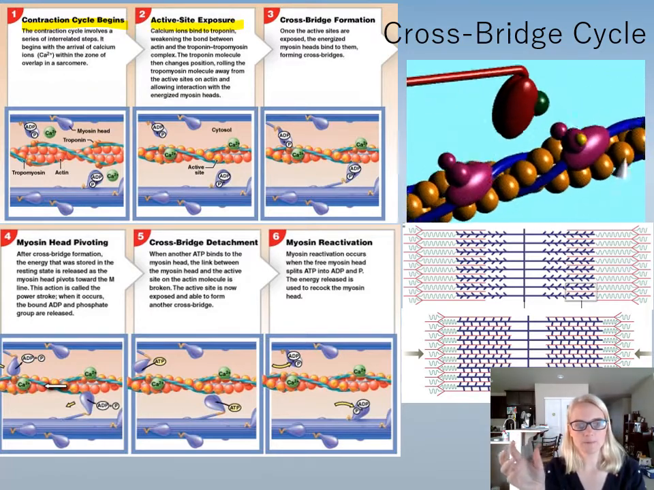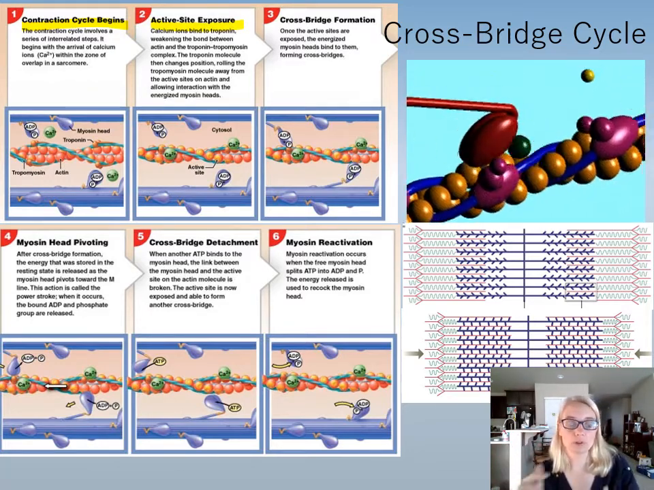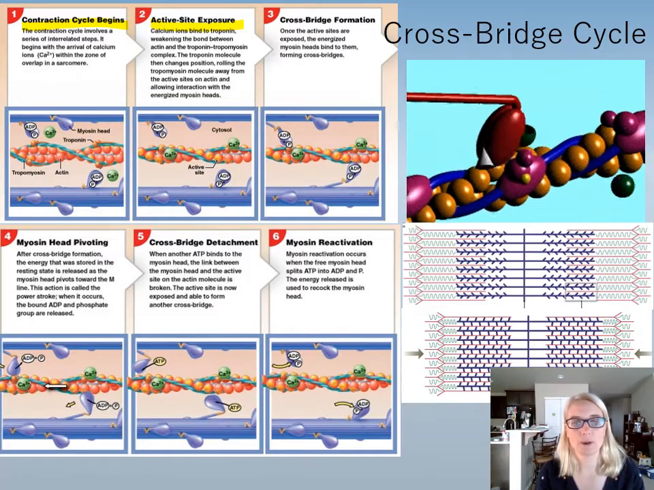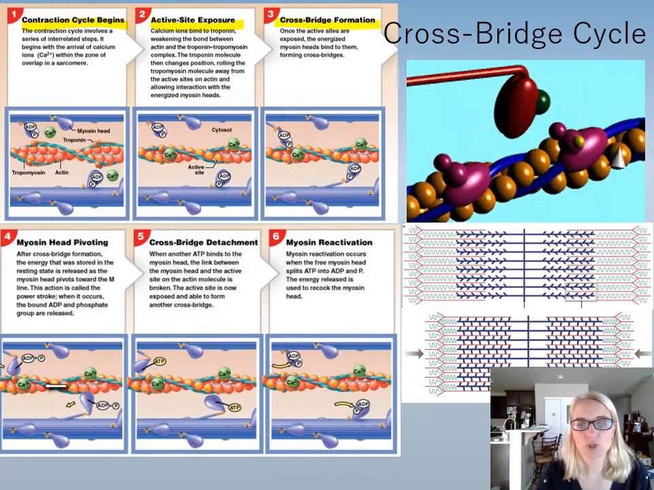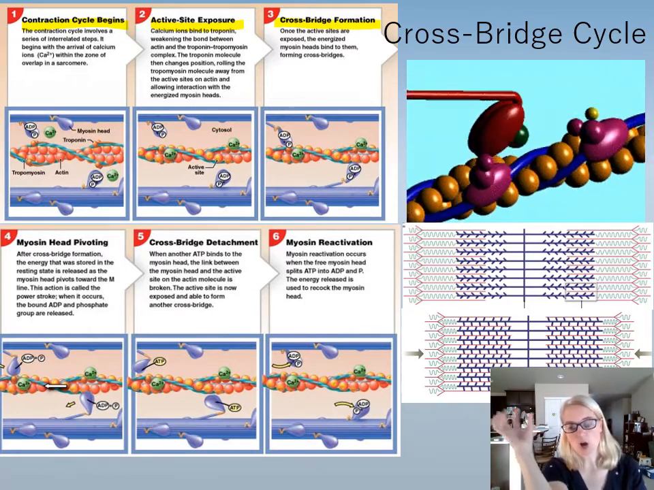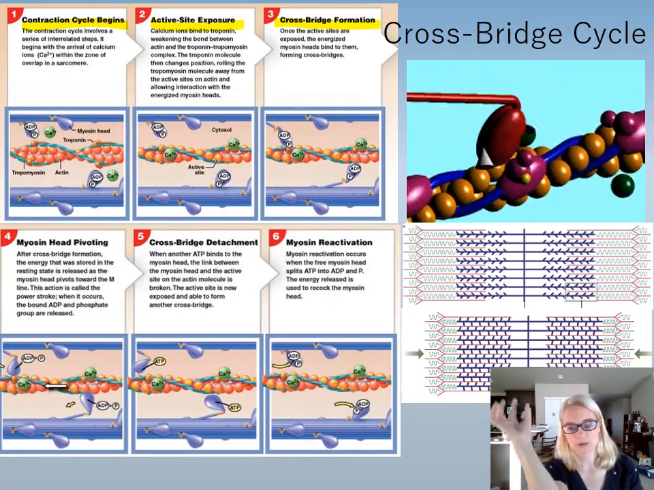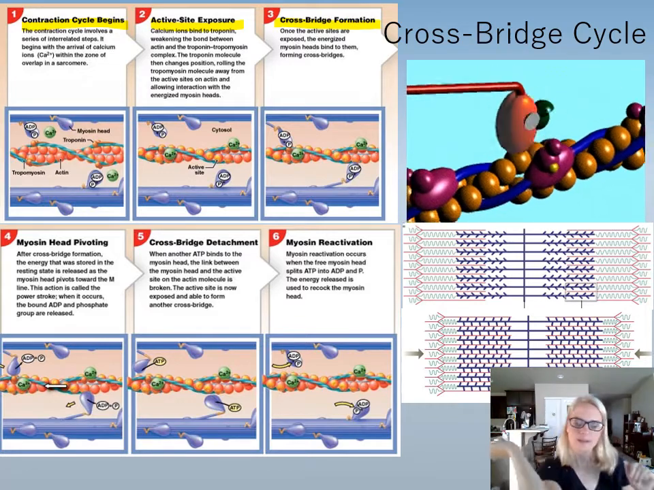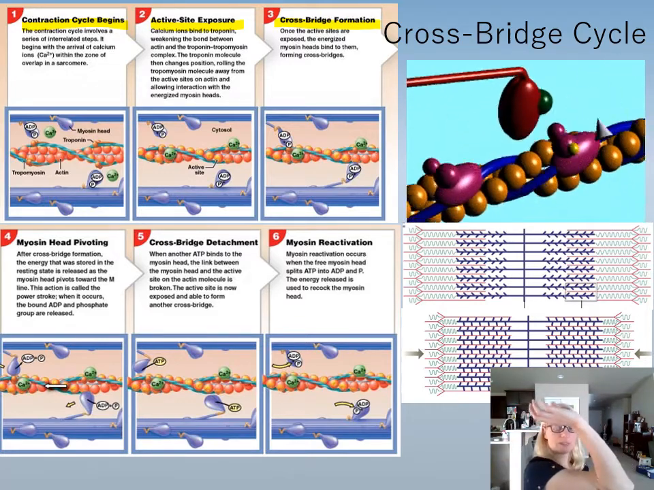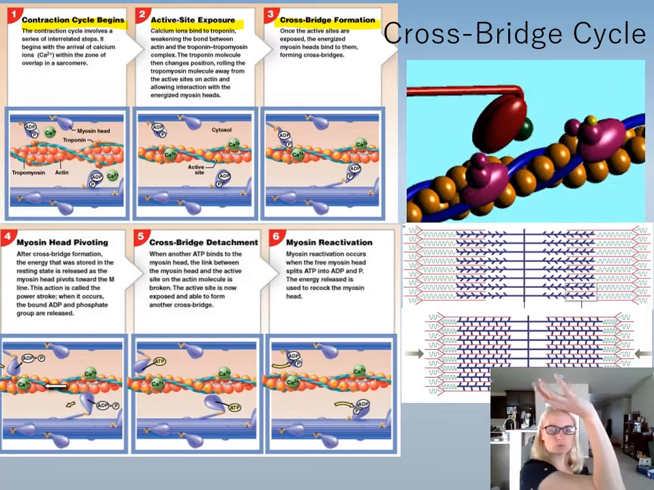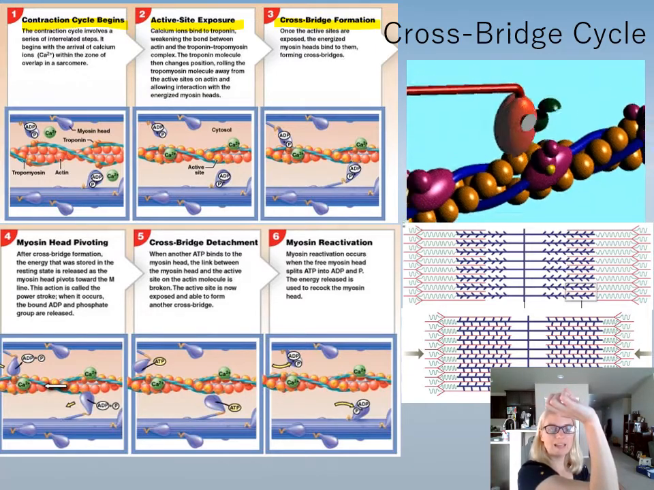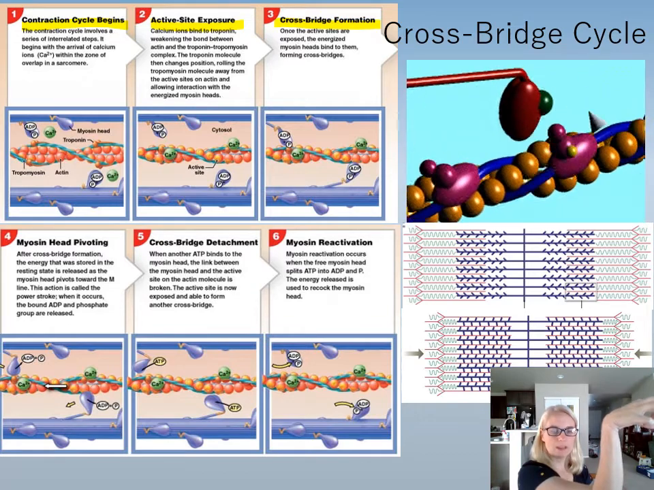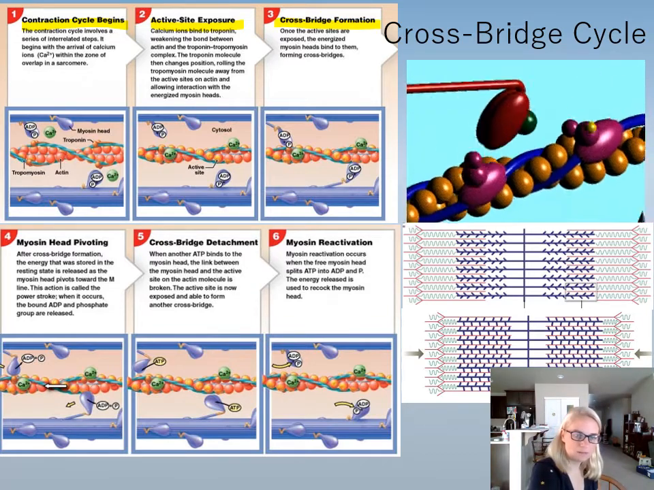Then calcium ions come in, so here's our next step. Calcium ions come in, trigger the removal or the rotation of the tropomyosin away from the active sites. Once that happens, then the cross bridge can form. So then these cocked back myosin heads can reach up. It's kind of weird to do it in this position, this angle. So they're going to reach up and grab onto, tightly forming a bond to that thin filament, and then they're going to do a power stroke. And so that's this right here, the pivoting.